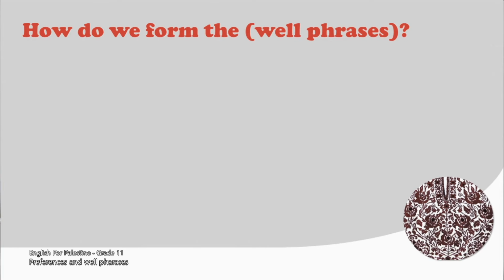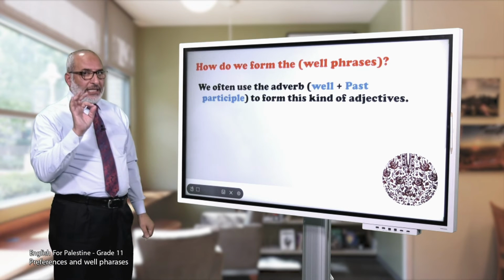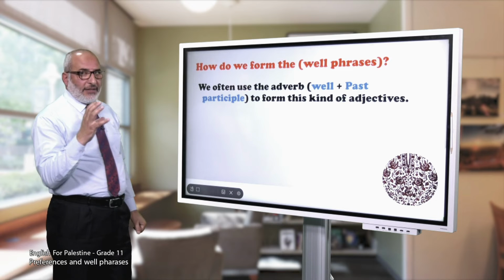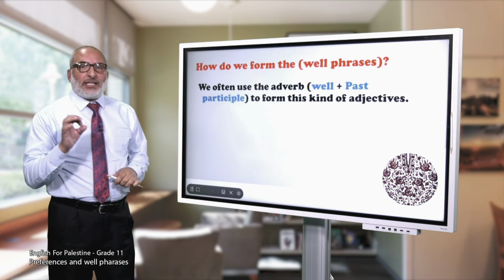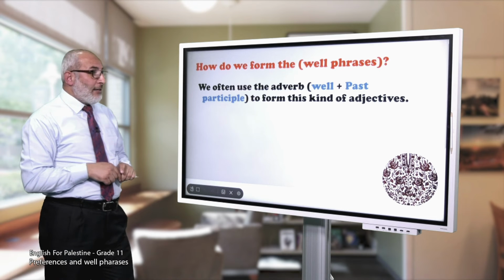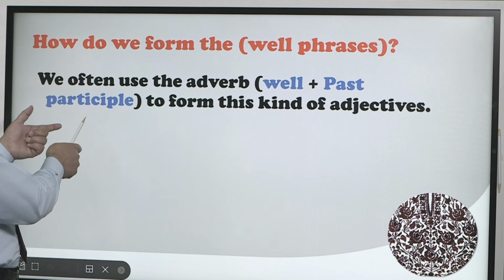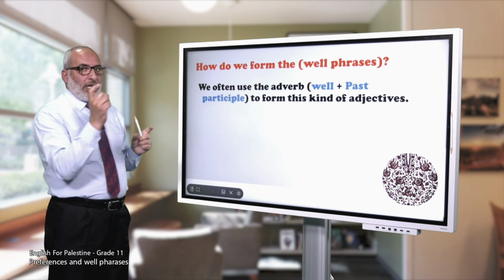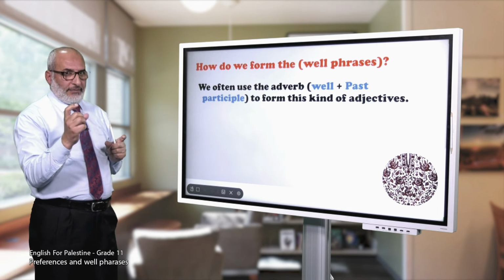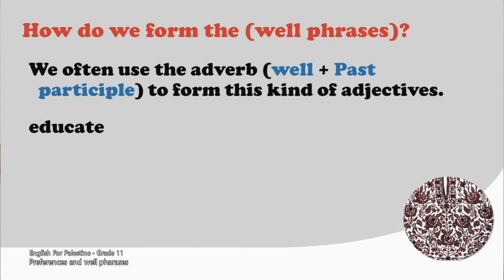How do we form the well phrases? Actually, we often use this kind of adjectives by using the adverb well plus the past participle of the verb. Again, well plus the past participle of the verb. And be careful, here this phrase works as an adjective, right? So let's look at this example. The verb educate.